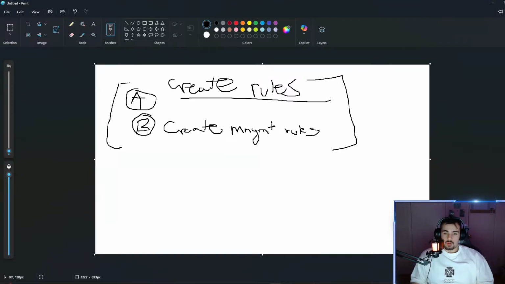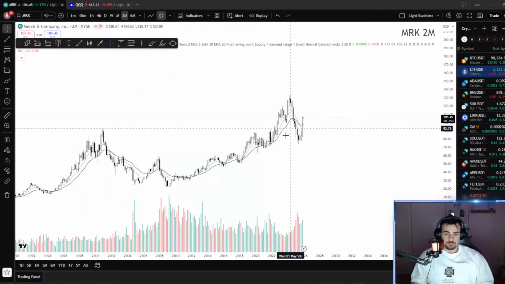So the first thing we need to do is we need to create rules, more so structurally. So these rules are going to be based around the actual market structure, how candles look, moving averages, so on and so forth. Where the management rules will be once we enter a trade, how are we going to manage? Where are we going to take profits? When are we going to break even? How long are we going to let trade run, and so on.